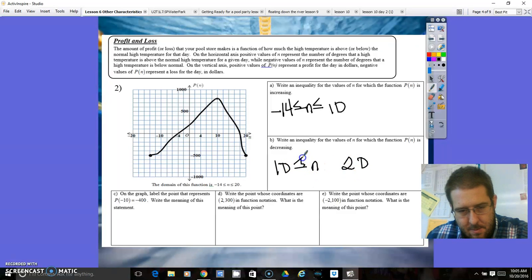All right, this question is seeming a little bit easier than the last so far. On this graph, label the point that represents P of negative 10 equals negative 400. P of negative 10 equals negative 400. That point would be right there.